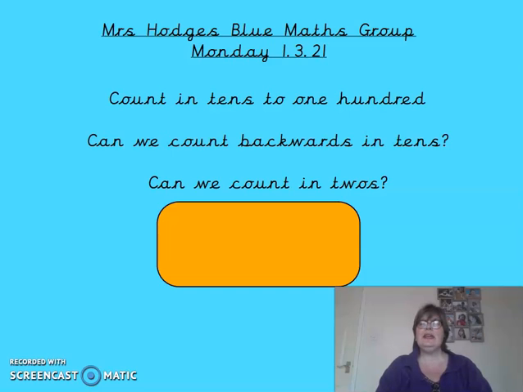Now, can we count backwards in tens? So can we go from 100 all the way down? Are you ready? Let's try that one. 100, 90, 80, 70, 60, 50, 40, 30, 20, 10.